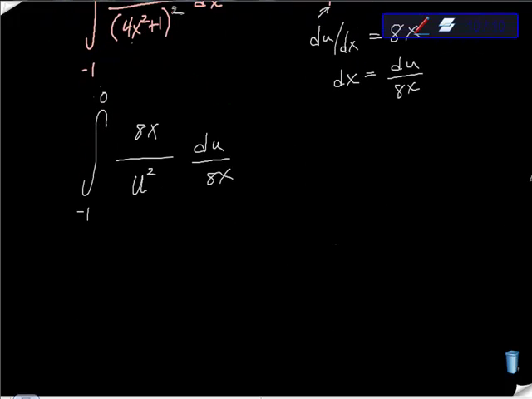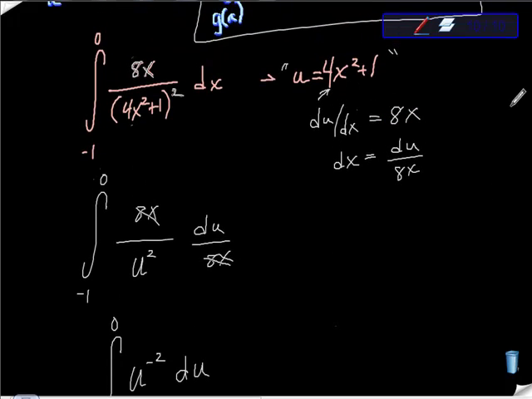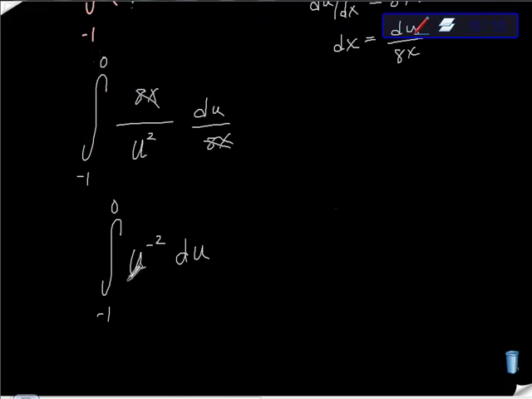Hopefully you can see what's happening here. This and this cancel, don't they? Which would give me just 1 over u squared. Well, 1 over u squared is u to the negative second power, so I would have the definite integral from negative 1 to 0 of u to the negative second power du. This is where I stopped the video yesterday, and where I got in trouble with some people. But what I said was, from here, I would resubstitute. I would take this 4x plus 1 and substitute it back in after I integrated.